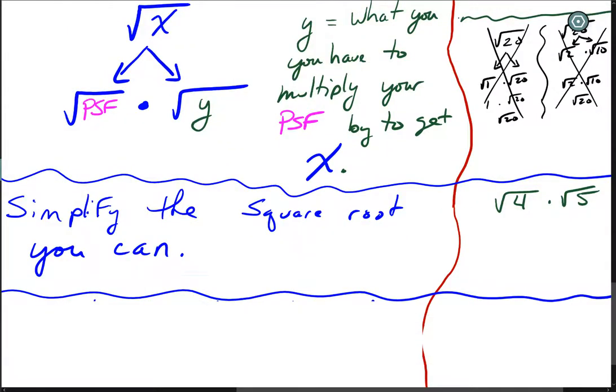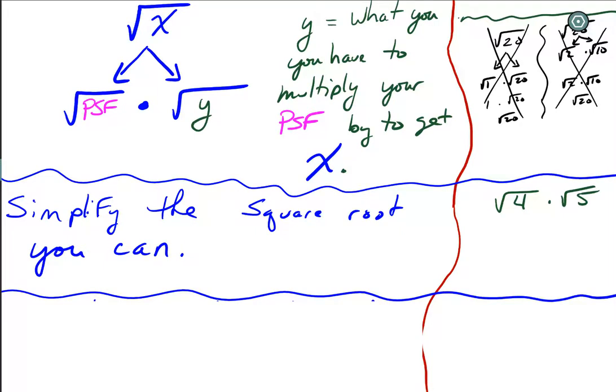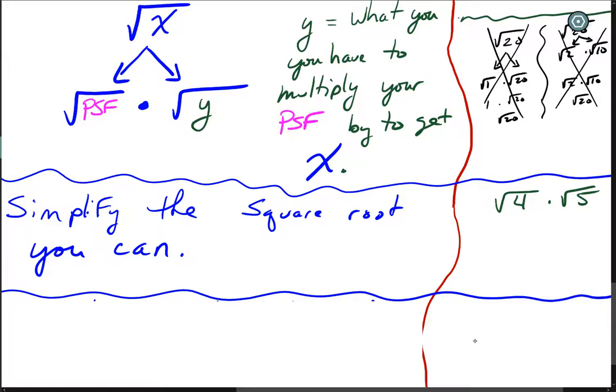Which of those two square roots can I simplify? Which one can you answer the question? What number could you square and get 4 as an answer? That becomes 2. However, do you know the answer to the square root of 5? Can you answer that question? So it stays square root of 5.